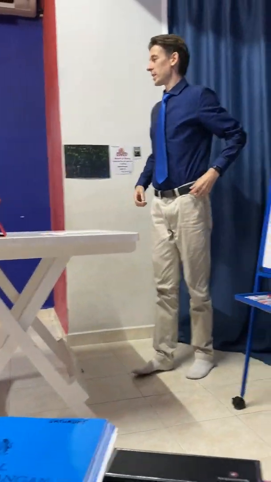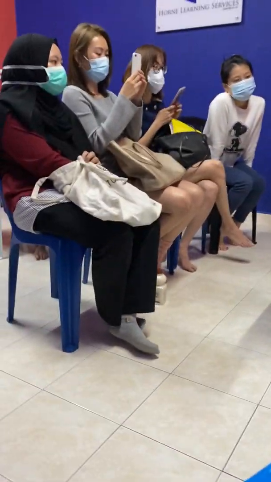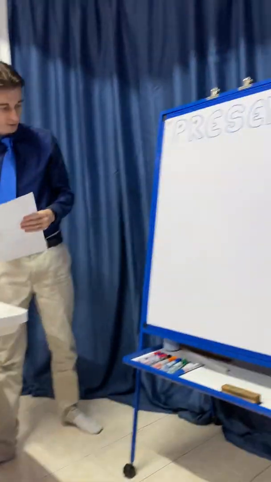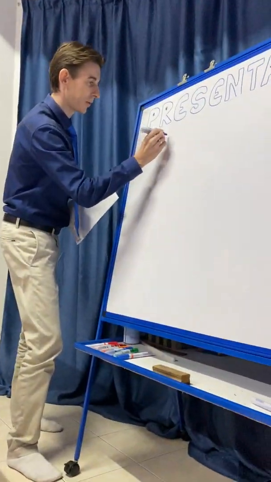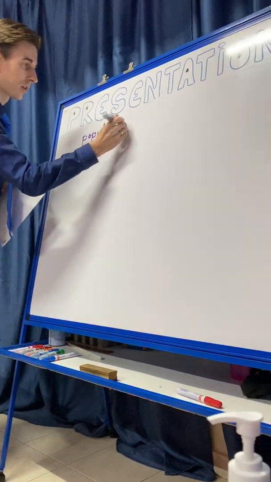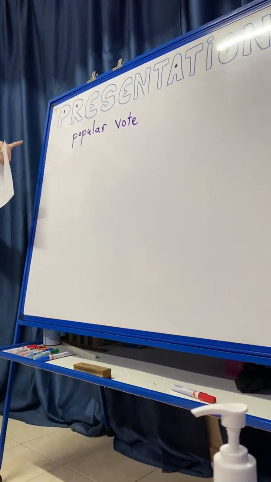This is a map of the United States of America, and in America they choose a president perhaps in a different way than they do here in Malaysia. So I'll introduce you to two terms. The first term is called the popular vote.